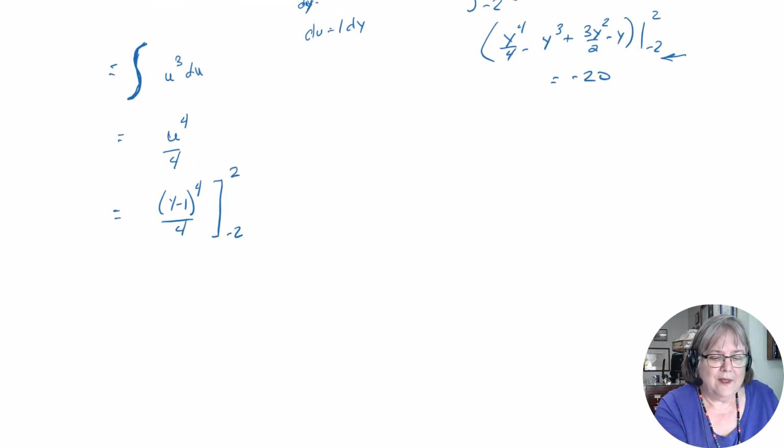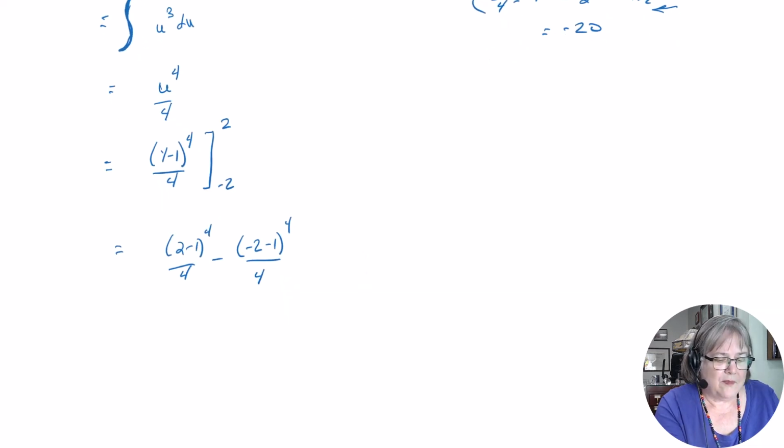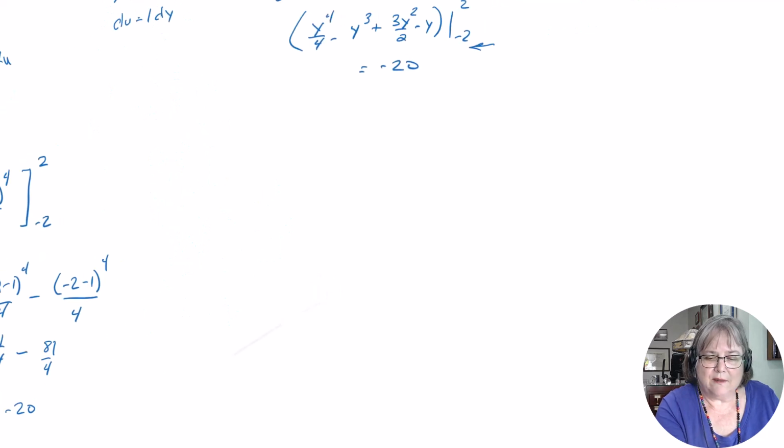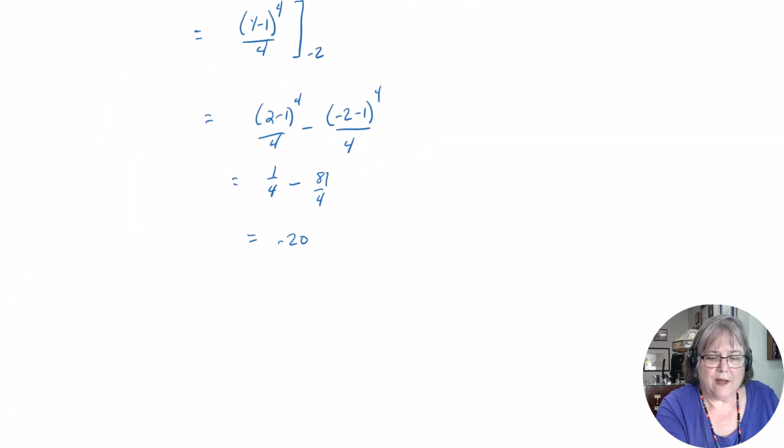Okay. So then I would have you substitute in 2, and then substitute in -2. And this would be 1/4 minus, okay, -3 to the 4th is 81. So you would have 81/4. So this is -80/4, which is -20, which is that same thing we would have gotten over here. Right.